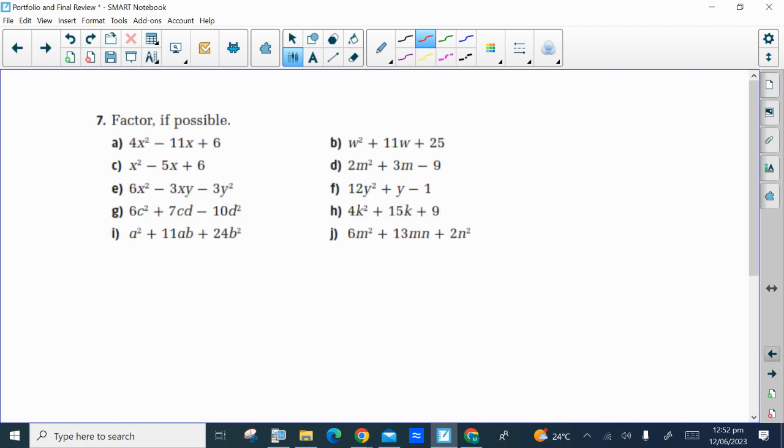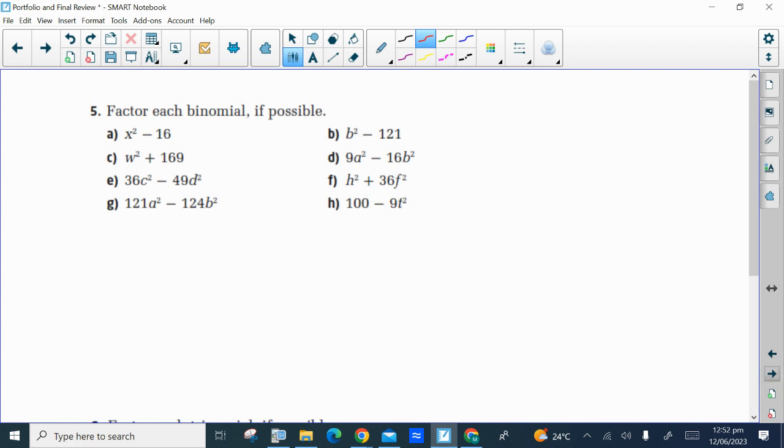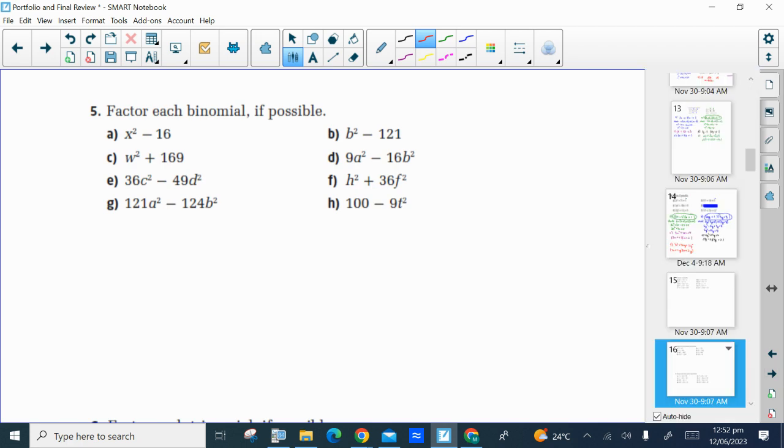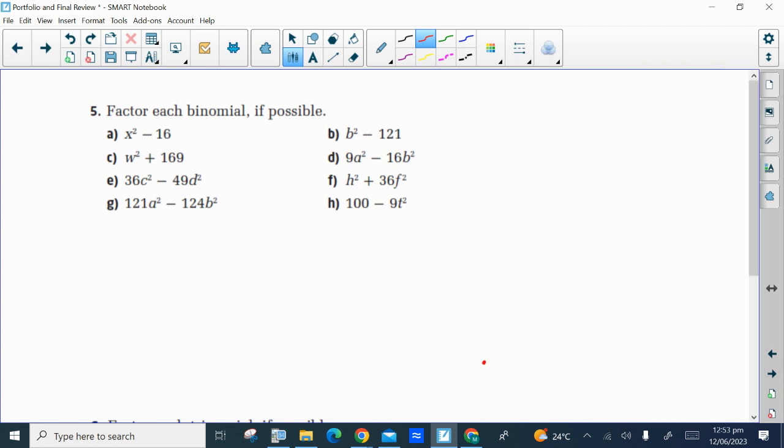Okay, I think we've done enough of those, so let's skip to the next page here, which is number 16. These are difference of squares, a different type of factoring. Difference of squares happens when you have two terms, a minus sign in between, and both terms are perfect squares.